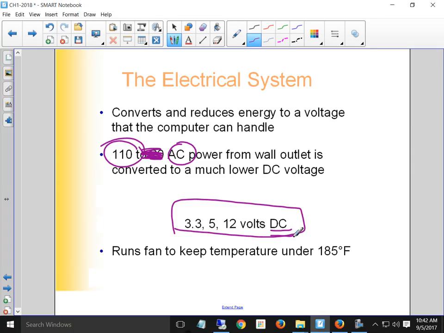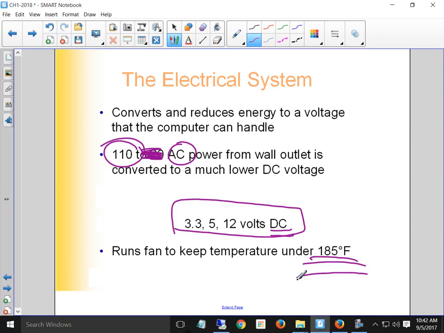Okay, it also has a fan that keeps it under 185 degrees Fahrenheit, which I guarantee is on the test. It's the temperature at which all electrical components fail. Above 185 degrees Fahrenheit, electrical components fail. My hard drives used to fail all the time in the main closet because the closet was so darn hot, and the inside of the computers were even hotter, and then they would just fail.